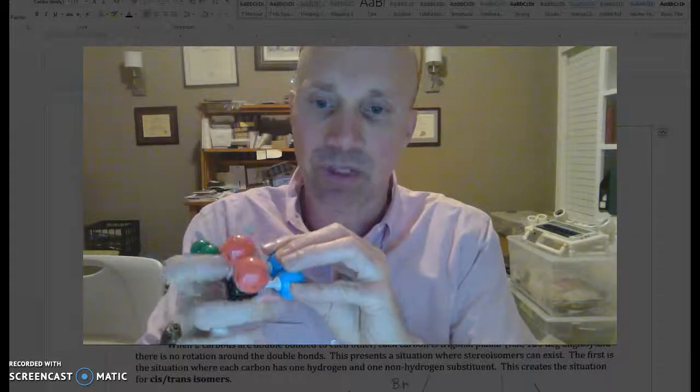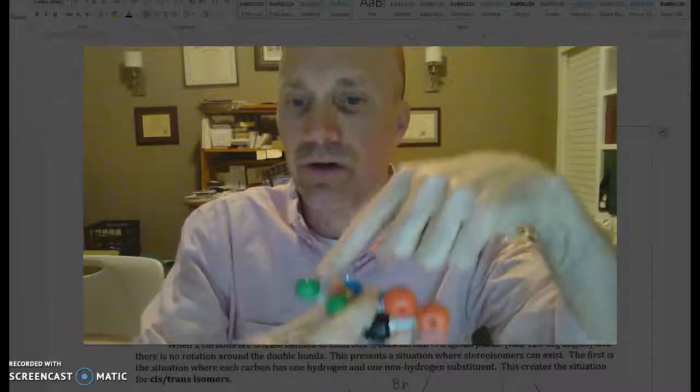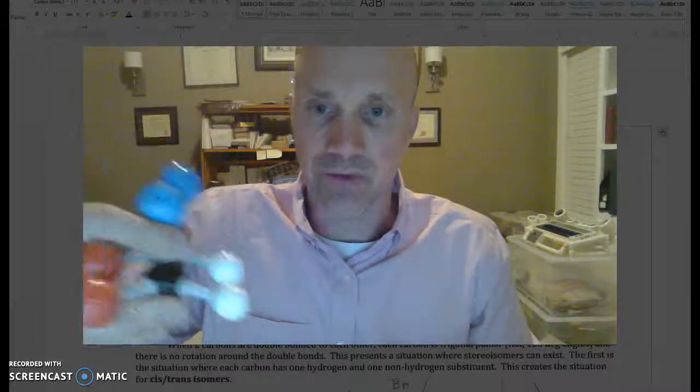But if I take them and I try to put one over top of the other, if these are the same, there should be a way that I can hold these where all of the atoms will line up. And you can see here that if I do it like this, the red of one is right next to the red of the other, green is next to green, blue is next to blue, and white. If I hold it in that same direction without moving anything else around, all of the atoms line up.